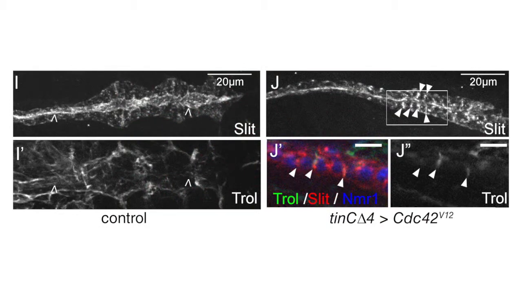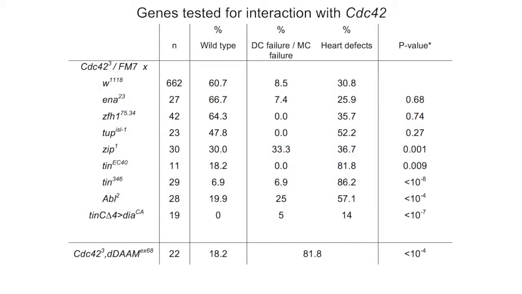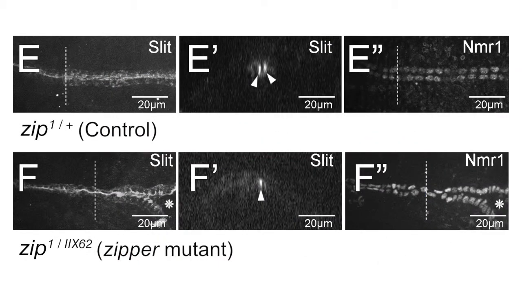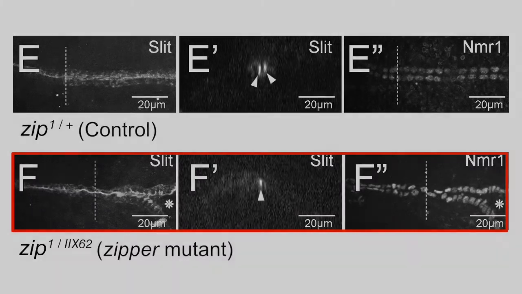In contrast, overexpressing constitutively active Cdc42 induced the formation of ectopic lumina between ipsilateral cardioblasts neighboring each other on the same side of the dorsal midline. Vogler et al. then found that the heart defects in Cdc42 mutant embryos were exacerbated by deleting one copy of zipper, the gene encoding the motor protein non-muscle myosin 2. This suggested that zipper and Cdc42 work together to control heart morphogenesis. Indeed, embryos completely lacking zipper showed similar defects in both cardioblast alignment and lumen formation.